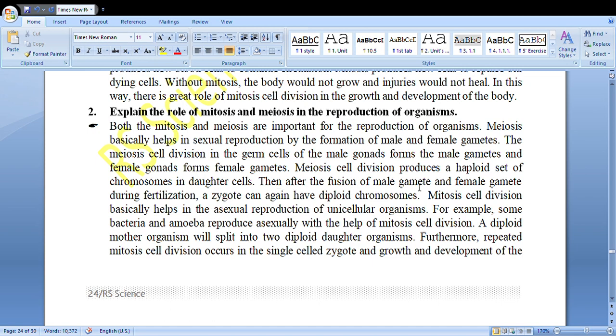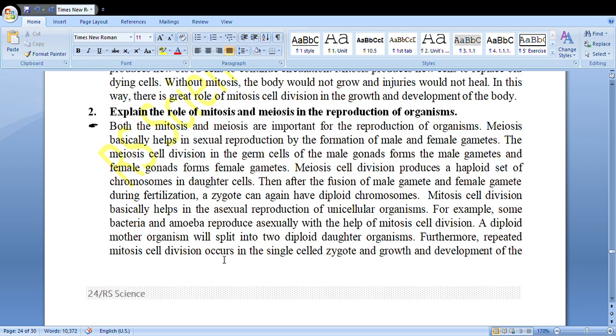Then, after fusion of the male gamete and female gamete during fertilization, a zygote is formed, which can again have the diploid chromosome number. Mitosis cell division basically helps in asexual reproduction of unicellular organisms. For example, some bacteria and amoeba reproduce asexually with the help of mitosis, where a diploid mother cell will split into diploid daughter organisms.